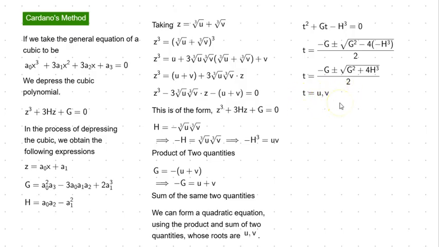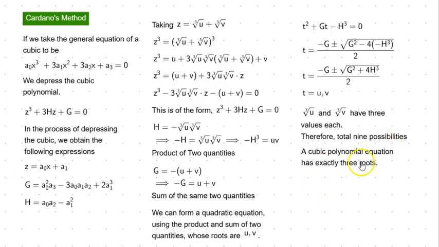So t is equal to cube root of u plus cube root of v. Now, cube root of u and cube root of v have 3 values each. There are 3 cube roots of u. There are 3 cube roots of v. Therefore, there are a total of 9 possibilities. But a cubic polynomial equation has exactly 3 roots. So we have to find just 3 of those 9 possibilities.